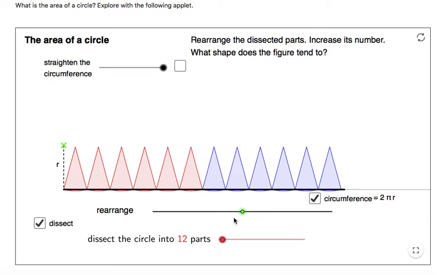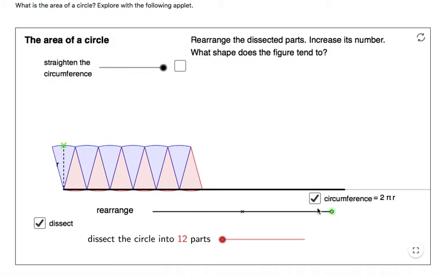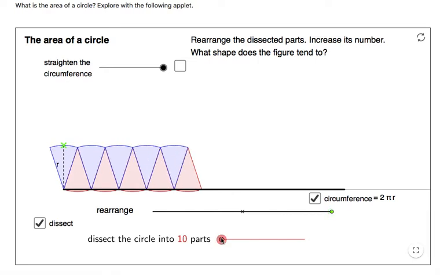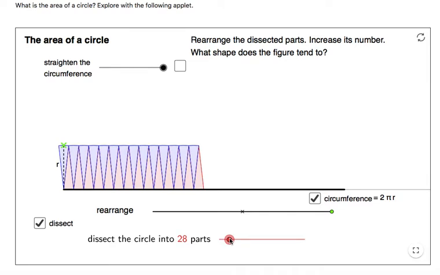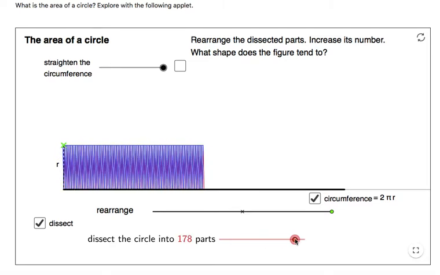So I can do this. I can take half of this area, the blue area, and fold it onto itself here. Essentially I'm starting to come up with a more familiar shape. It's not quite, but it's almost a parallelogram. But if I chop it up into lots and lots of parts, look what happens. I'm essentially generating a rectangular shape.